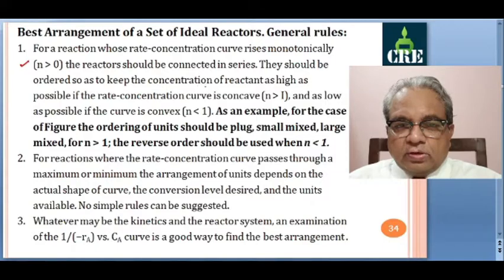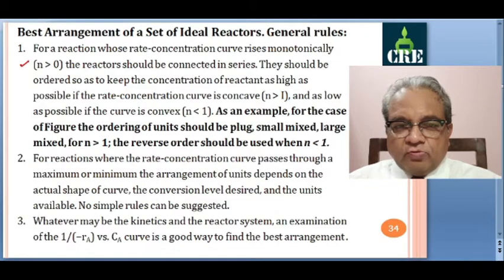If the reaction rate curve is concave, that is n greater than 1, and as slow as possible when the curve is convex. So for n greater than 0, all positive rates, you will be using reactors in series. We have to keep concentration as high as possible when the curve is concave or n greater than 1, and as low as possible when the curve is convex, n less than 1.